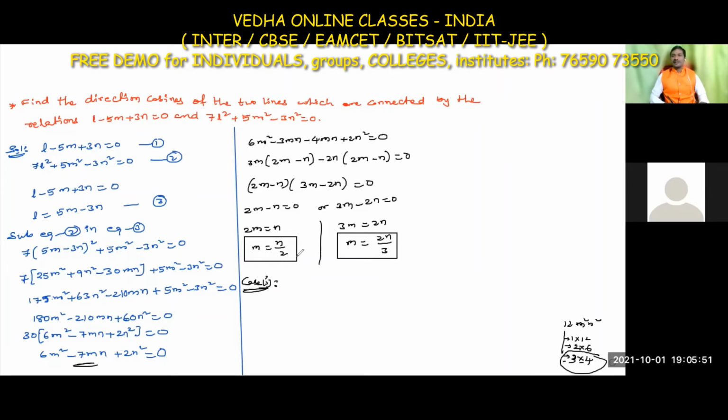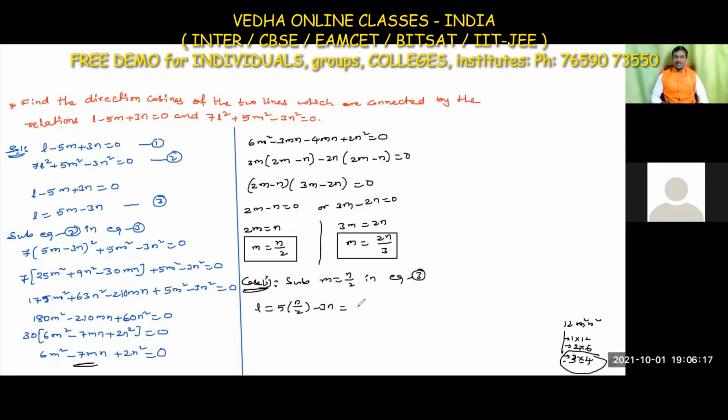Case 1 and case 2. What is case 1? Substituting m is equal to n by 2 in equation number 3. If we substitute in equation 3, then L is equal to 5m minus 3n. So m we are replacing here: m means n by 2, minus 3n as is.